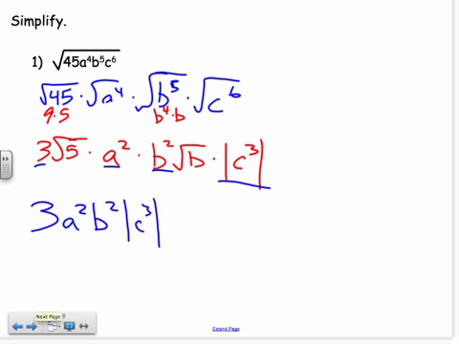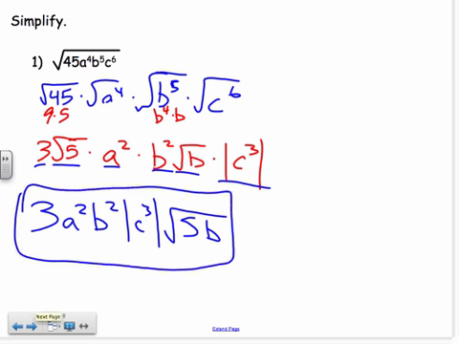And then I put everything else that's in the square root: 5b. Those are my 2 square roots, so I can combine those. So this is my simplified form. That's my simplified form. I know it gets kind of confusing.